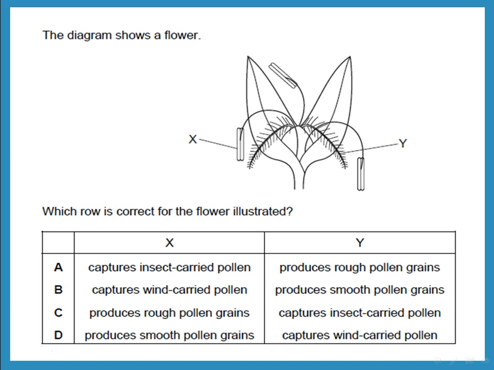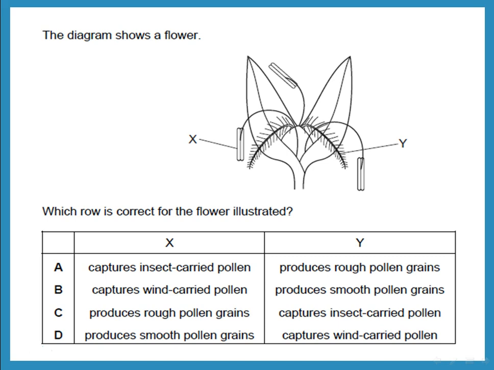So X, what does X do? You should realize that X is the anther, so it produces pollen grains. Now, if it produces pollen grains and it is wind pollinated, will the pollen grains be rough or smooth? Remember, for a wind pollinated flower, the pollen grains are smooth.